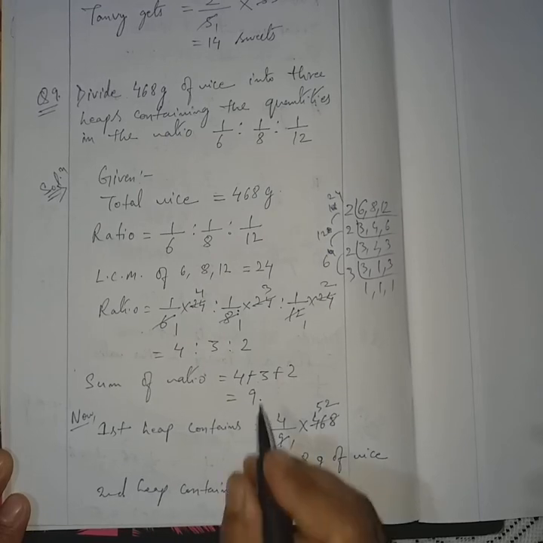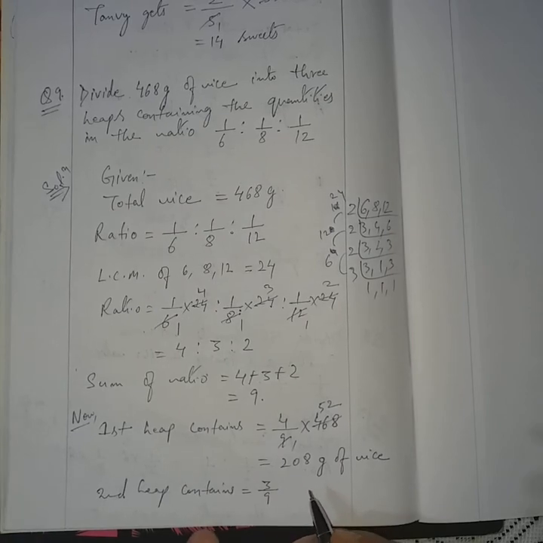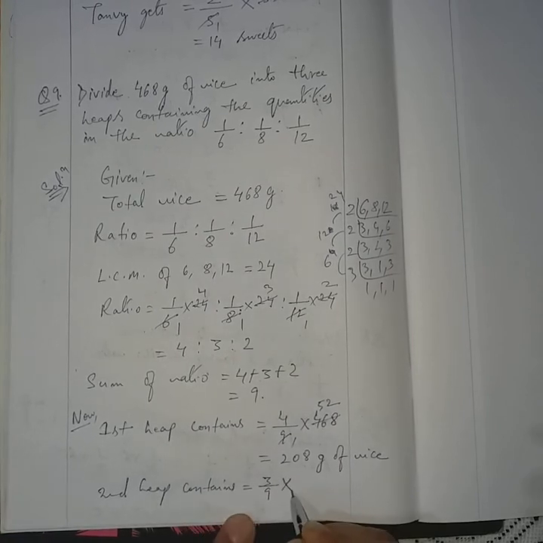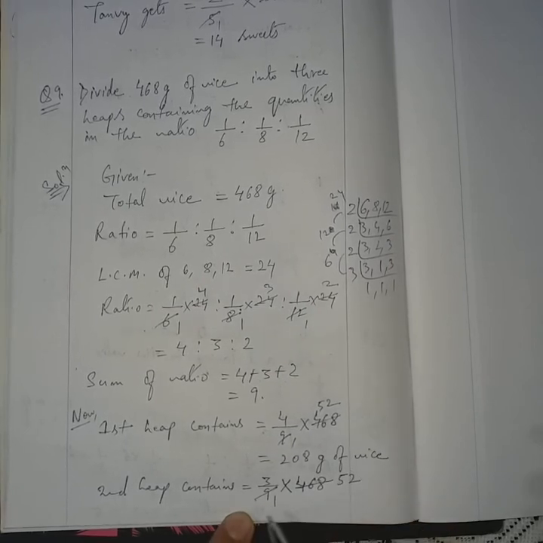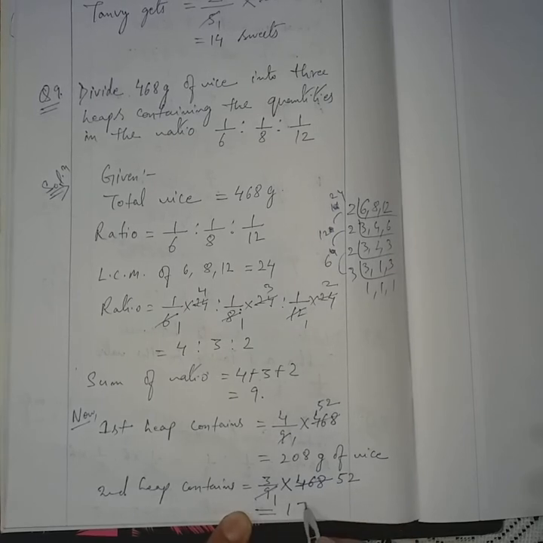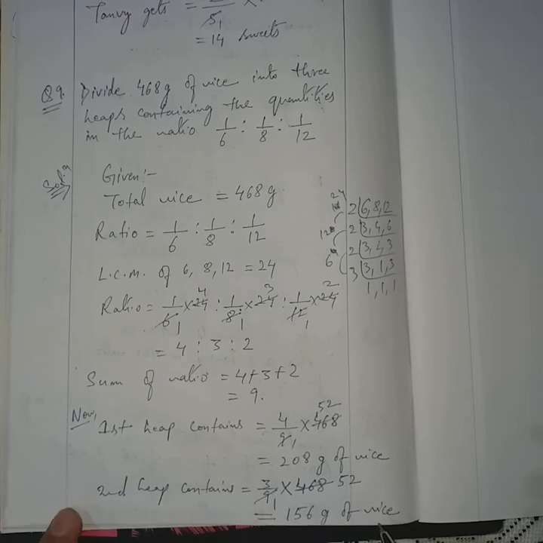how much? 3 by 9, 3 by 9 into 468. 9 ones are 9, 9 fives are 45, 9 twos are 18, 468. 52 into 3 is how much? 52 into 3 is 156 gram of rice in the second heap.